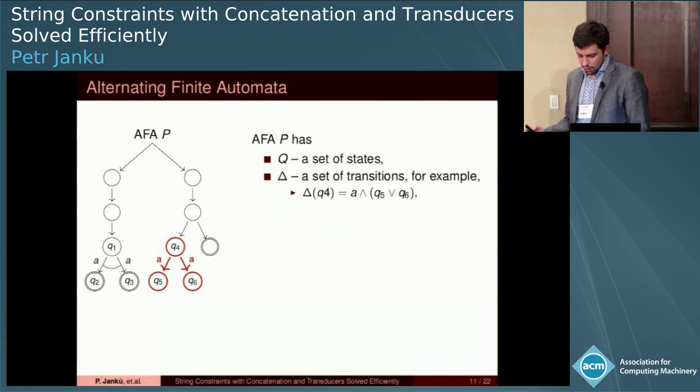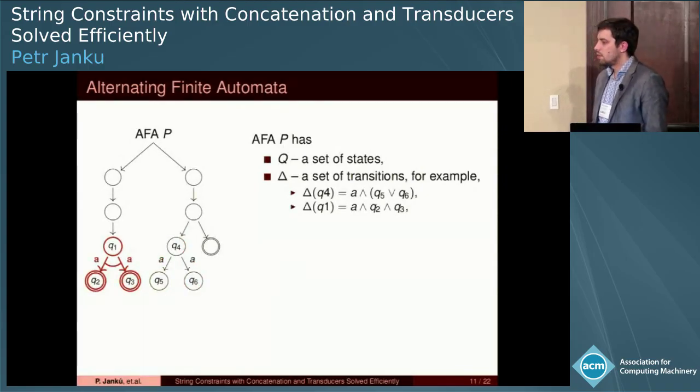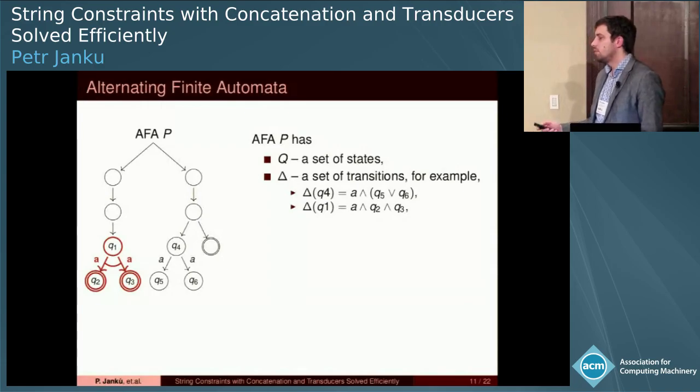Additionally, the alternating automaton also has universal branching, which works as follows. When we are in state Q1, then we have to be able to continue reading the word from both states Q2 and Q3.